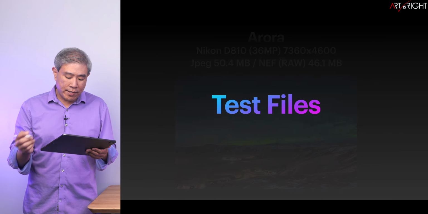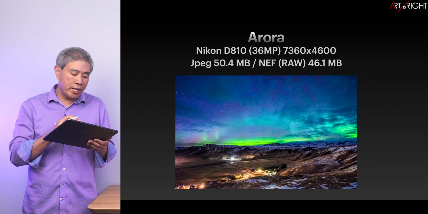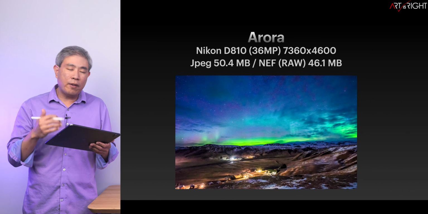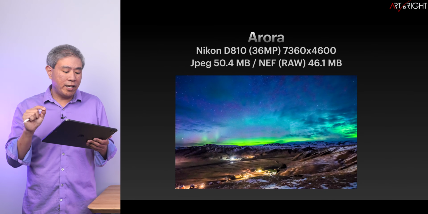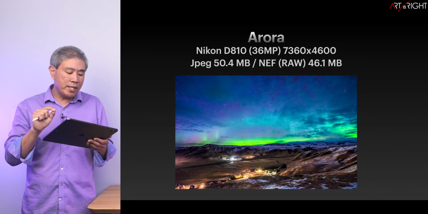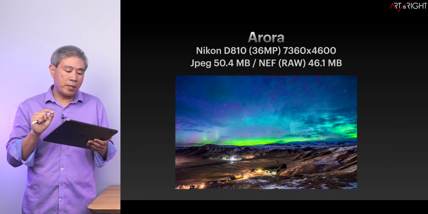Now let's take a look at our test images. For this, I'm going to use the Aurora image. This is a Nikon D810 file, and I'll be testing two varieties, a JPEG and also a raw NEF. The JPEG is around 50 megabytes, the raw NEF is around 46 megabytes.